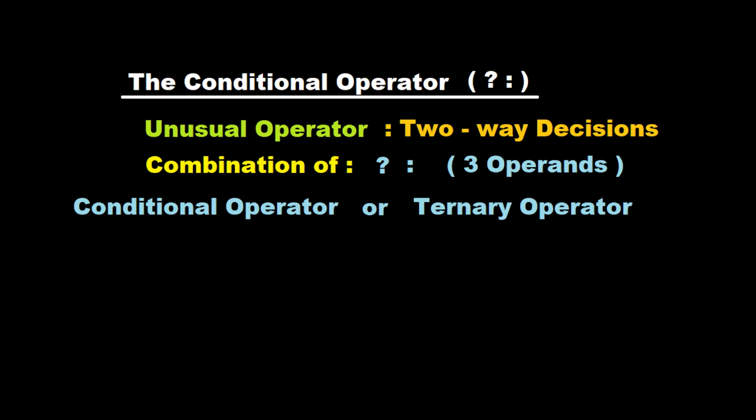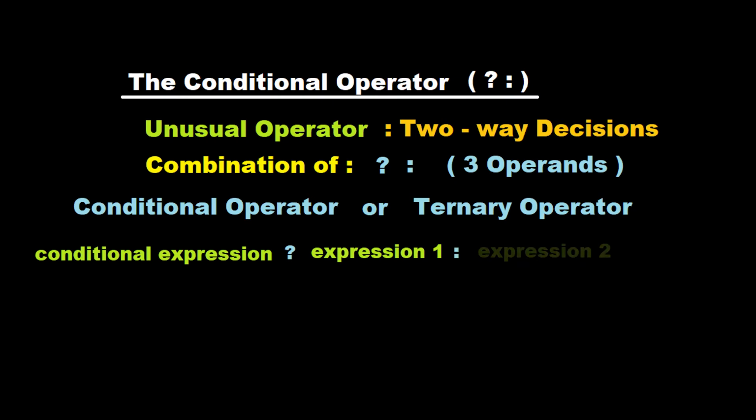The general form of use of the conditional operator is as follows: conditional expression, question mark, expression 1, colon, expression 2. The conditional expression is evaluated first. If the result is non-zero or true, expression 1 is evaluated and is returned as the value of the conditional expression. Otherwise, expression 2 is evaluated and its value is returned. For example, let us go on to the editor so that we can check an example and know the proper use of the conditional operator.